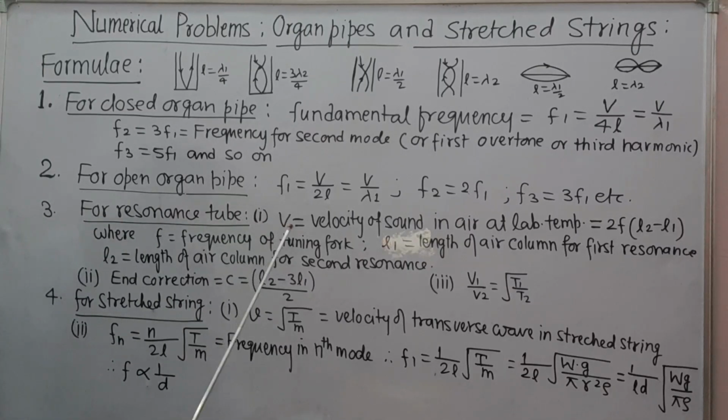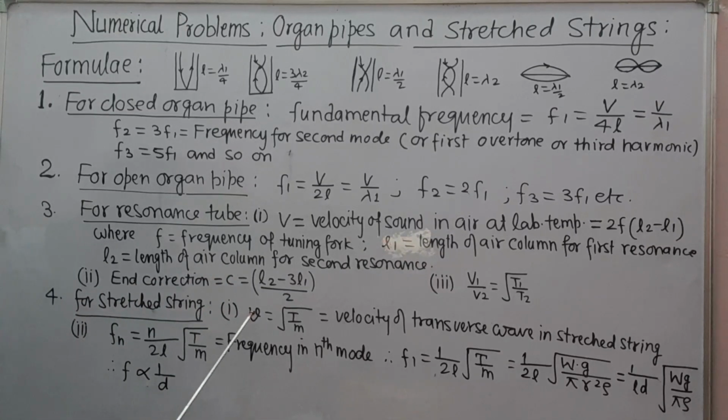For resonance tube, velocity of sound in air at lab temperature is equal to 2F(L2 minus L1), where L1 is the length of air column for first resonance and L2 is the length of air column for second resonance. F is the frequency of the tuning fork used. Second, end correction for resonance tube is equal to (L2 minus 3L1) upon 2, which is denoted by symbol C.